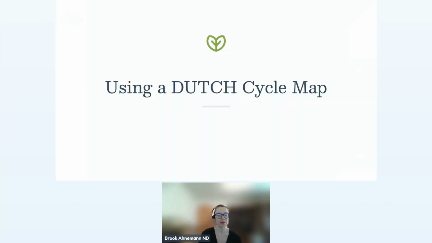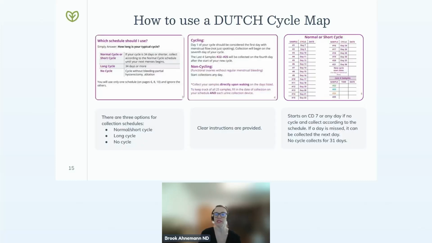So we can get a little bit more into using a Dutch cycle map. And in part, I want to start with how we collect a cycle map. So there are some pretty clear instructions included. We do have three options for collection: a normal or short cycle, so anything 34 days or less, a long cycle, which would be more than 34 days, or a no cycle. So again, someone that's maybe had a hysterectomy, an ablation, or an IUD.